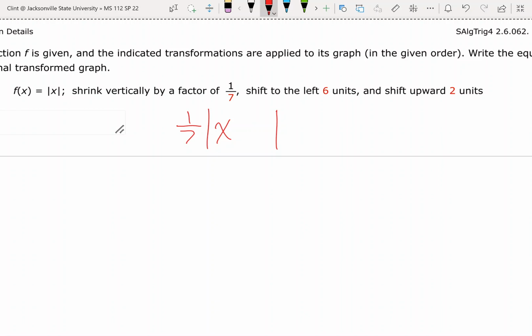The shift to the left 6 units. So that's horizontal, so it's going to be inside with the x. Is that +6 or -6? +6, yeah, +6. And then we need to shift up 2. So on the outside we'll have +2. And then, kind of check it, kind of work backwards. Say, okay, that's up 2, that works. That's left 6, and then that's between 0 and 1, so that's a shrink. So we can check there.